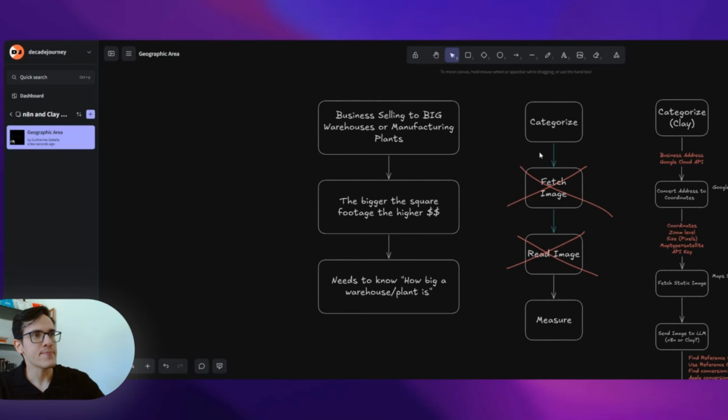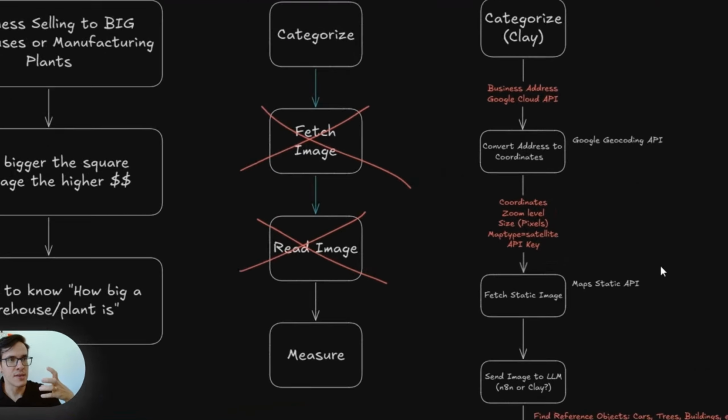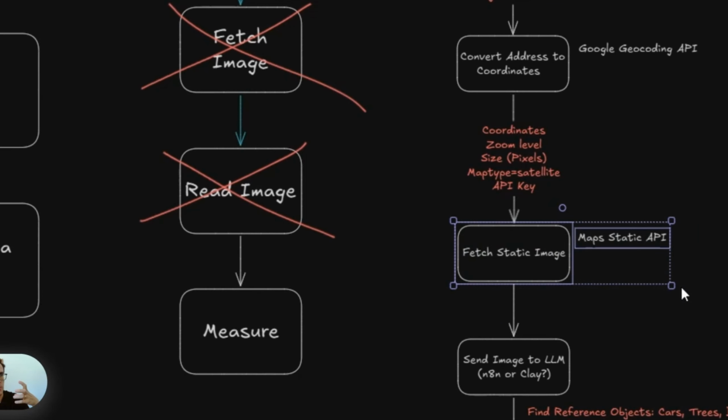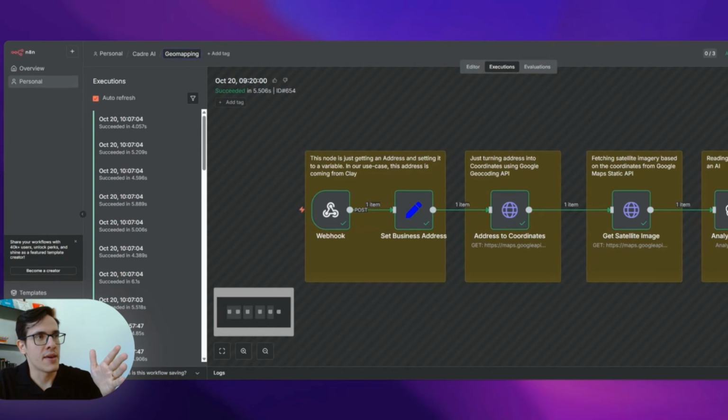So what I did is I'm actually using Google APIs to transform an address into coordinates so I can send that coordinate to a Google Maps API. And with a coordinate and the zoom level and the size of the image in pixels, I can fetch the image. This is exactly what this node is doing right here. Okay. So this is exactly the same thing as this one. All right. I'll walk you through the steps right here.